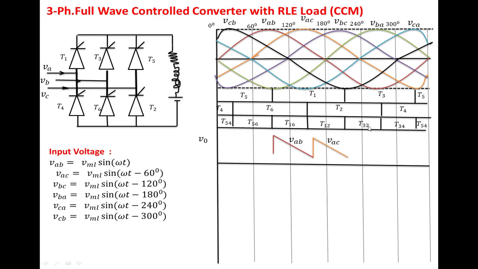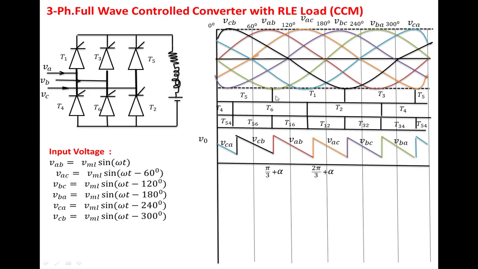T3, T2. 3 is nothing but the B phase is connected here, 2 is nothing but the C phase is connected here, nothing but VBC. So in this region, let us see how the VBC is changing. This is the VBC. In this manner it is changing from maximum to minimum. Now we complete the remaining segments also. This is the output voltage waveform.